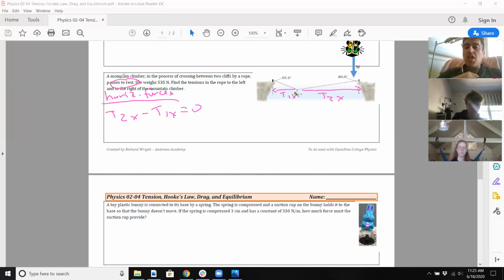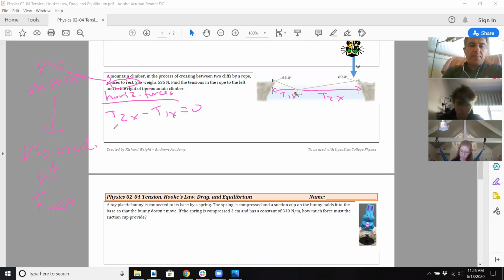Is the rock climber moving? No. The rock climber is not moving at all. There's no motion. Of course, things will change once you start moving. The tension will feel a little different. Right now, there's no motion. There's no acceleration. There's no F net. So that's why you can set it equal to 0. They balance each other out.